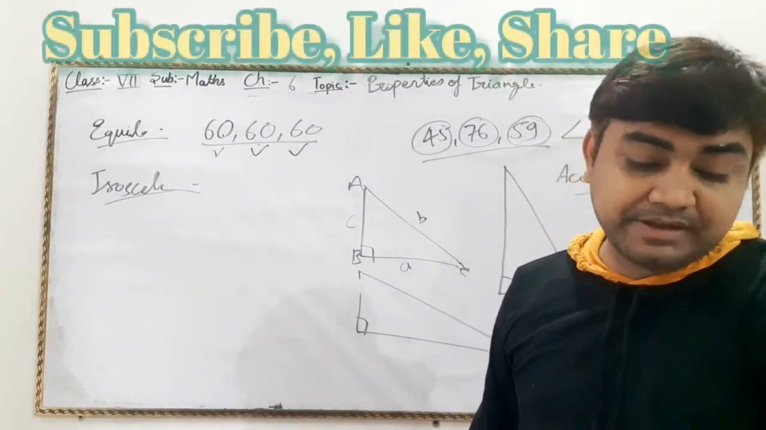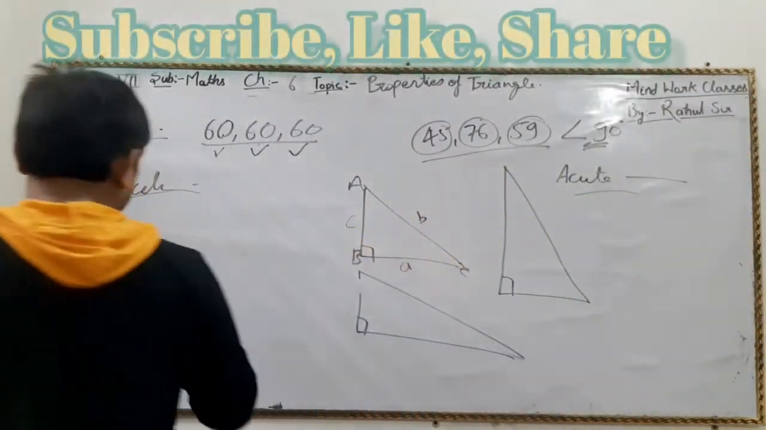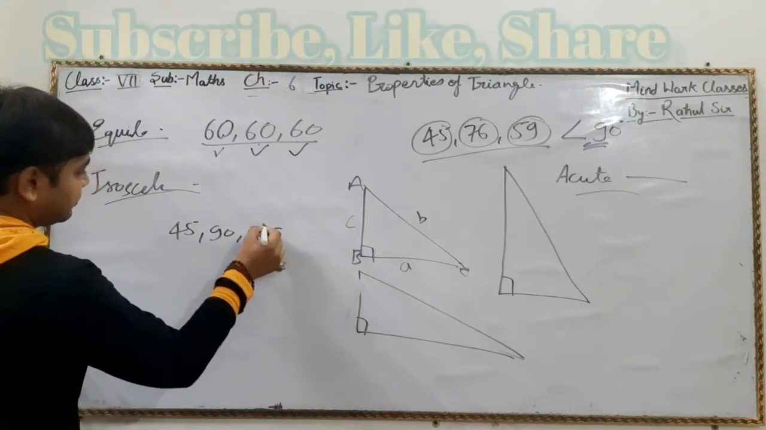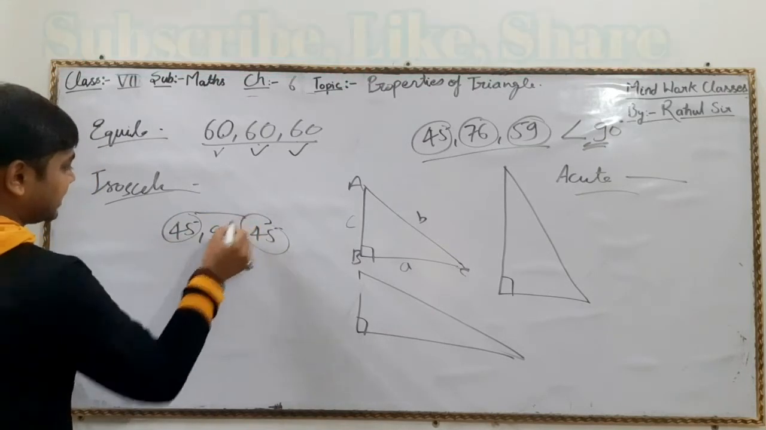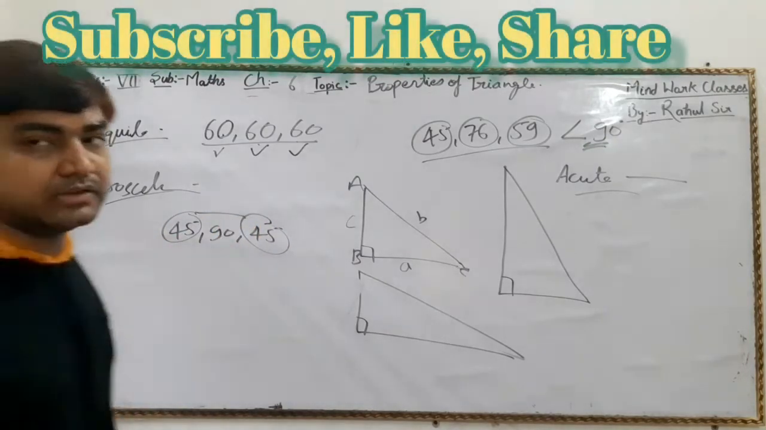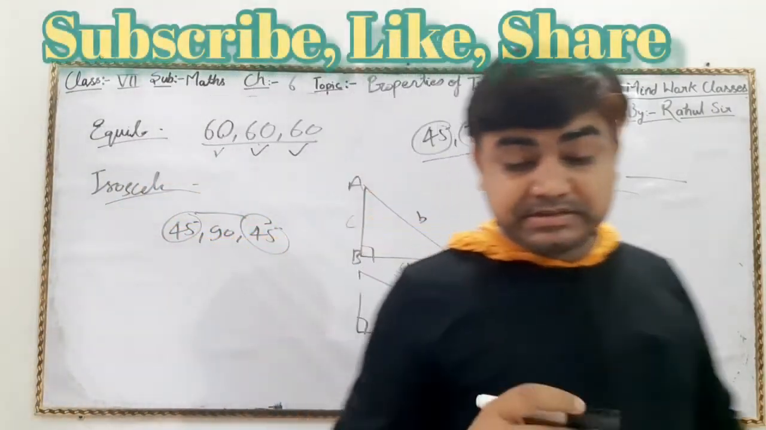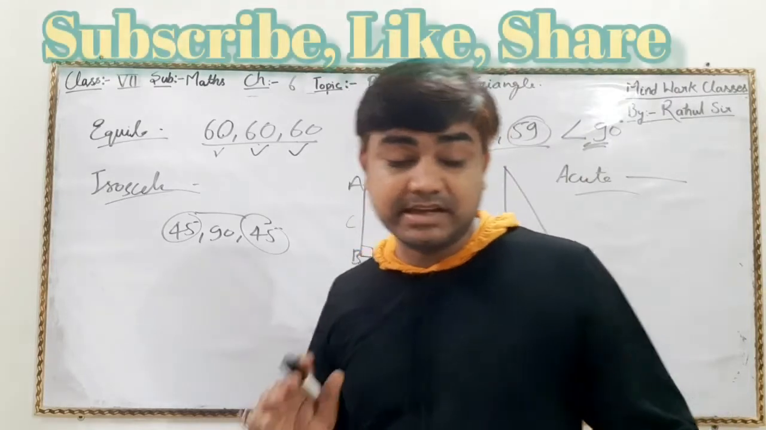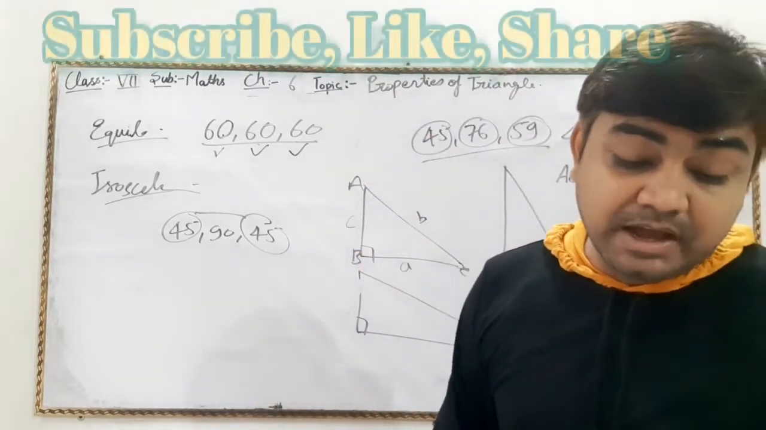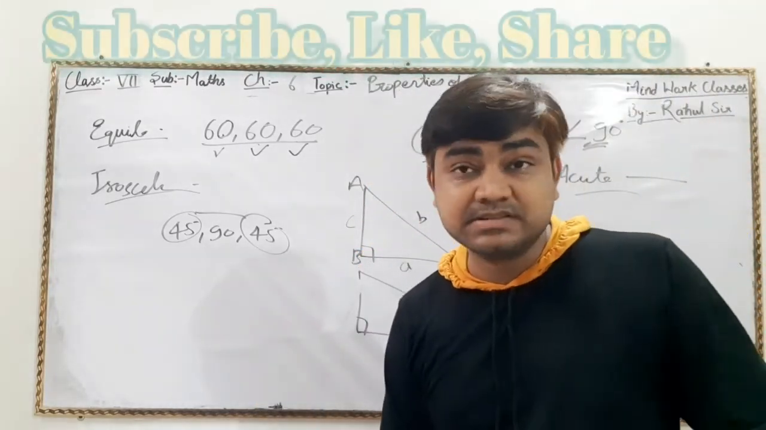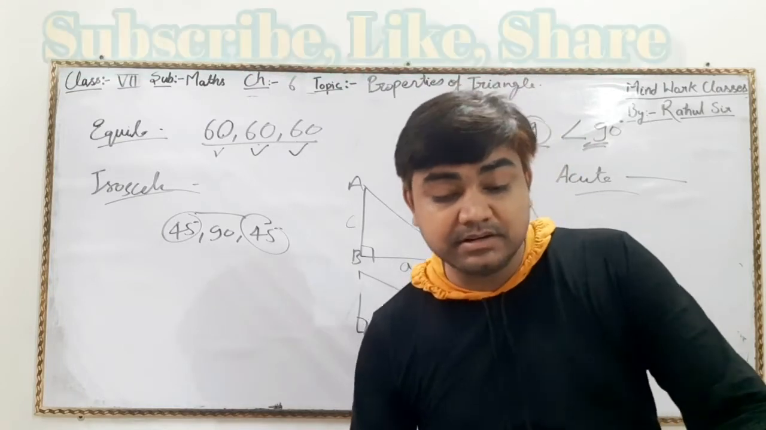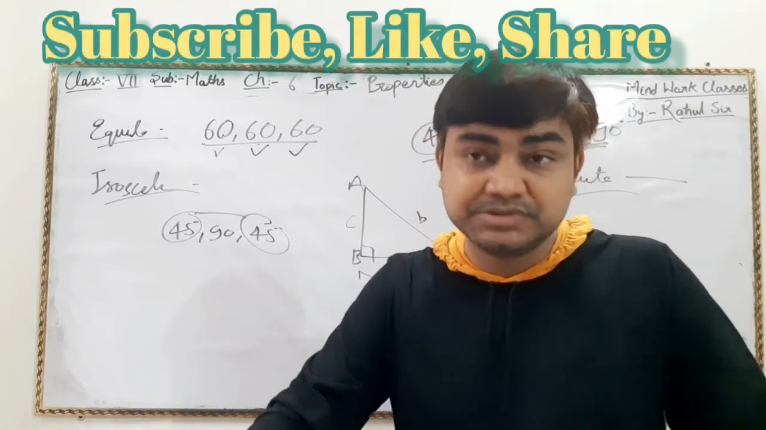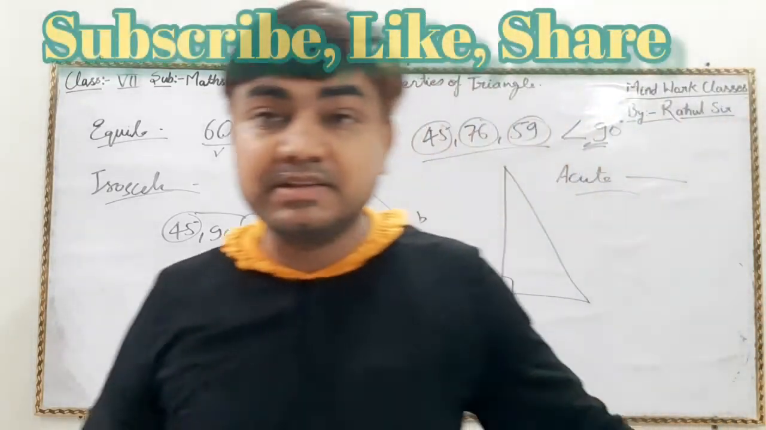First one, 45, 90 and 45. Again look at this, these two angles are the same, so this one is an isosceles triangle. 60, 30, 90, all three angles are different, so this one is a scalene triangle. 60, 60, 60, equilateral triangle. 30, 30, 120, this one is an isosceles triangle. You can solve these types of questions. So complete exercise 6.1. Thank you.